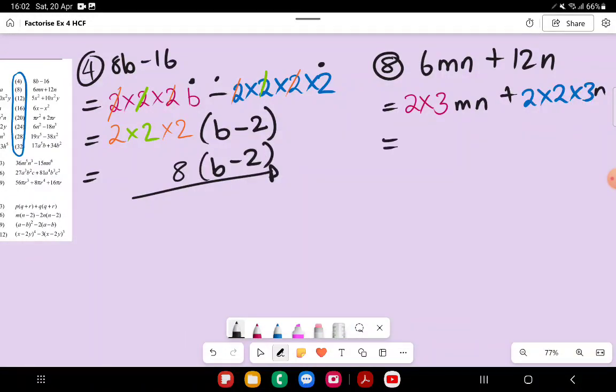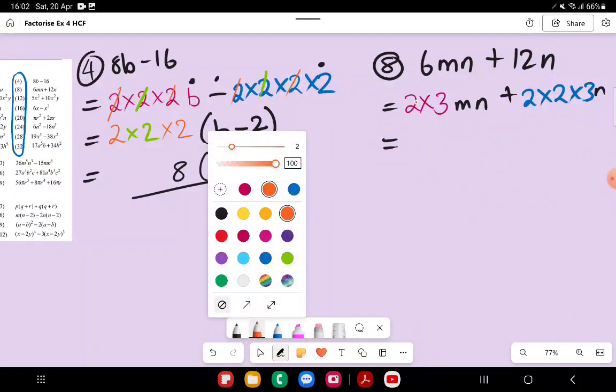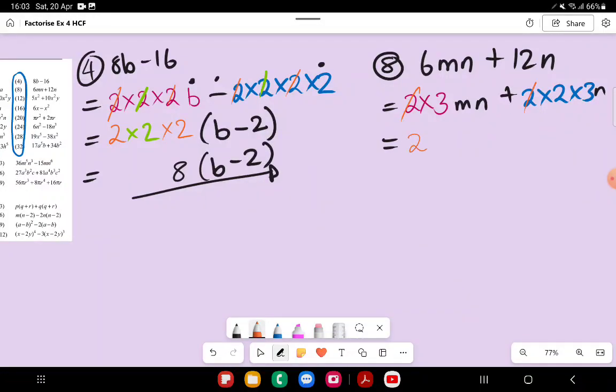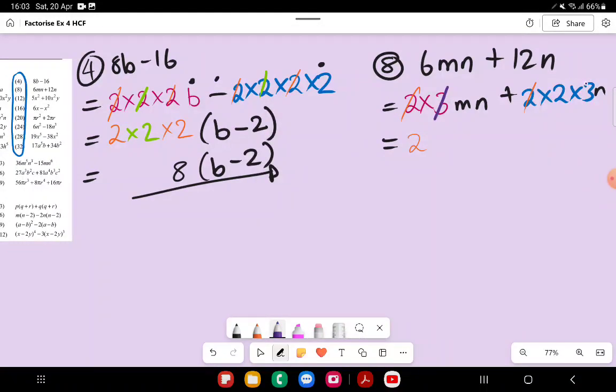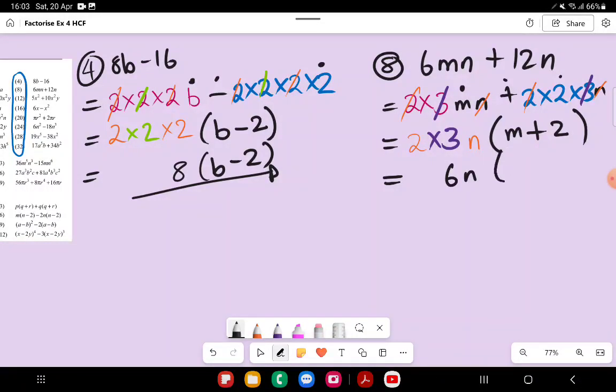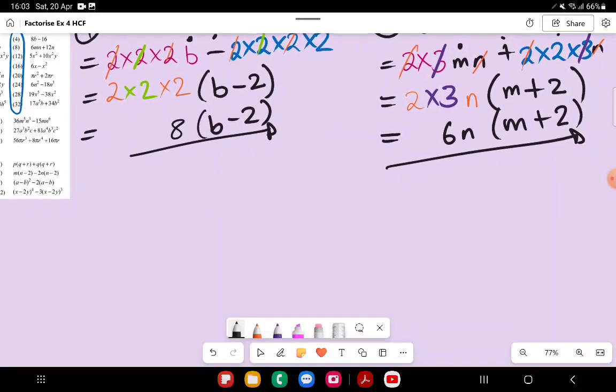So I am now left with, let's factorize. Take out the 2's. And then 2 and 3, take out the 3's. Now we're going to take out the n. And we are left with, first term, m plus 2. That's all that's left. So now I put 2 times 3 is 6n, m plus 2. That's my final answer.